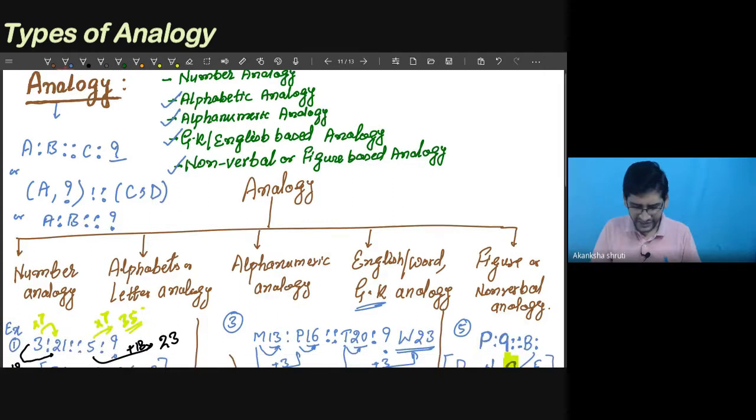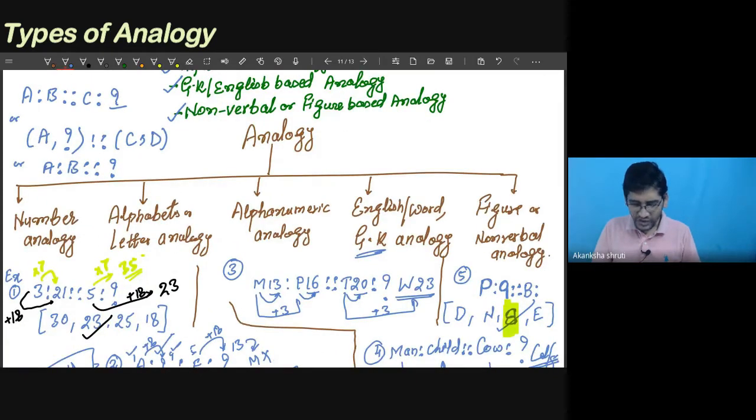Like here we have taken 3 is to 21, then 5 is to how much. So what is the relation between 3 and 21? The same relation needs to be followed in the second pair. Here we may observe a shift of 18: 3 plus 18 is 21, so 5 plus 18 gives 23. If 23 is in the options, that could be correct. There may be another relation like 3 into 7 gives us 21, so 5 into 3 is 15. If 15 is in the options, that could be the correct one.